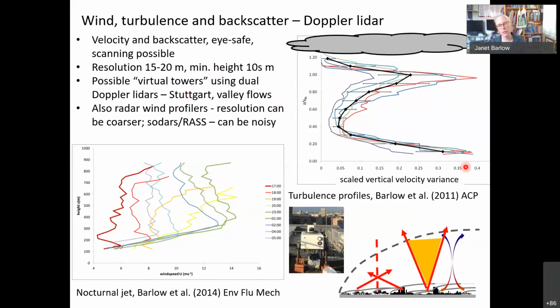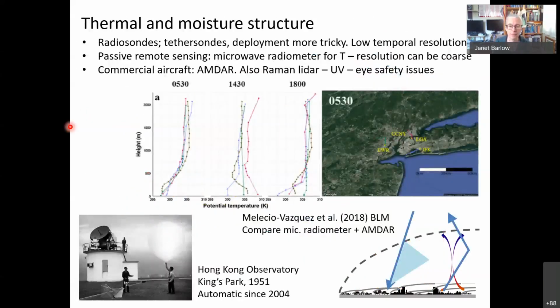You can also get turbulence from lidars. So here we have a profile underneath a cloud. So there's turbulence generated by the city and also by the cloud itself. Again, exciting new data for dispersion modeling. Other measurements are available. I haven't got time to talk about them today. But radar wind profilers, SODARs and RASS have all produced really interesting results for urban areas.